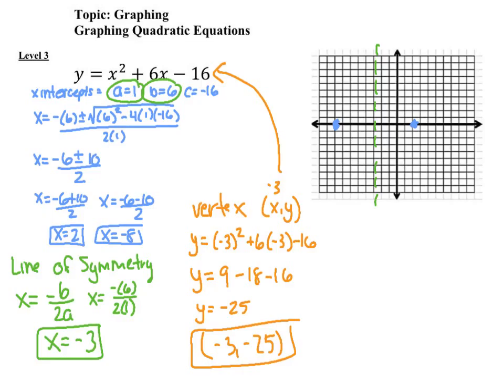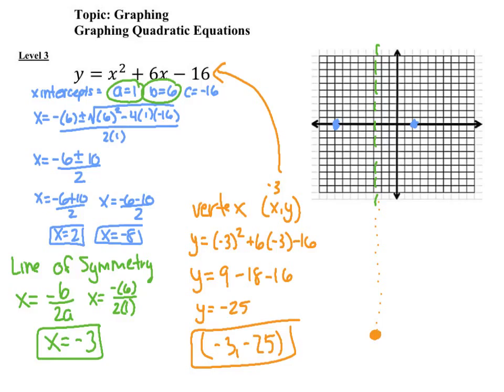So I'm going to go to negative 3 and down 25. So 1, 2, 3, 4, 5, 6, 7, 8, 9, 10. Now notice it's going to be off the graph, so I'm going to kind of count. 11, 12, 13, 14, 15, 16, 17, 18, 19, 20, 21, 22, 23, 24, 25. So that's okay, that's all the way at the bottom.